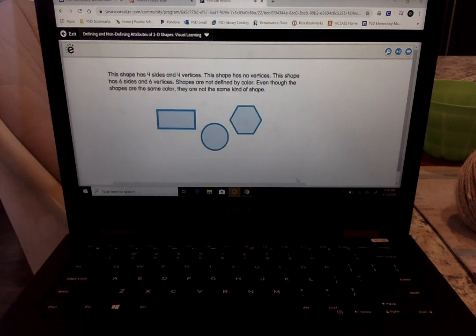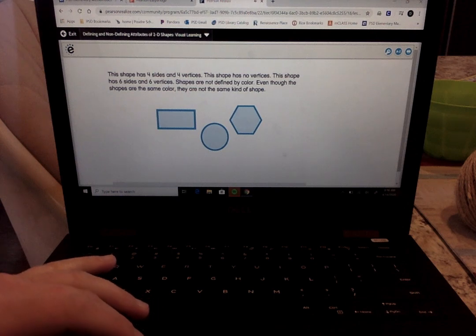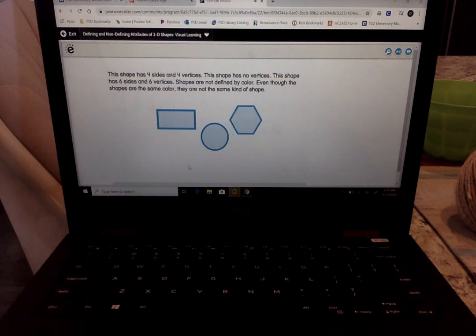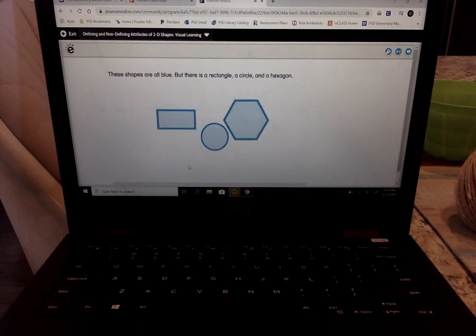This shape has 4 sides and 4 vertices. This shape has no vertices. This shape has 6 sides and 6 vertices. Shapes are not defined by color. Even though the shapes are the same color, they are not the same kind of shape. That's important. These shapes are all blue, but there is a rectangle, a circle, and a hexagon.